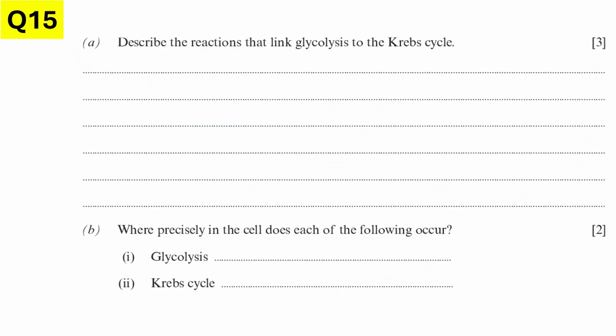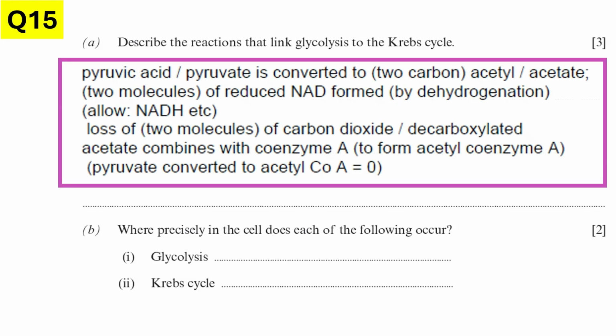So the next question is a basic recall question asking us to describe the reactions that link glycolysis in the cytoplasm to the Krebs cycle in the mitochondrial matrix. So we know pyruvate is the substrate for the link reaction in the mitochondrial matrix. So pyruvate can actually get into the matrix through both inner and outer mitochondrial membranes through carrier proteins.